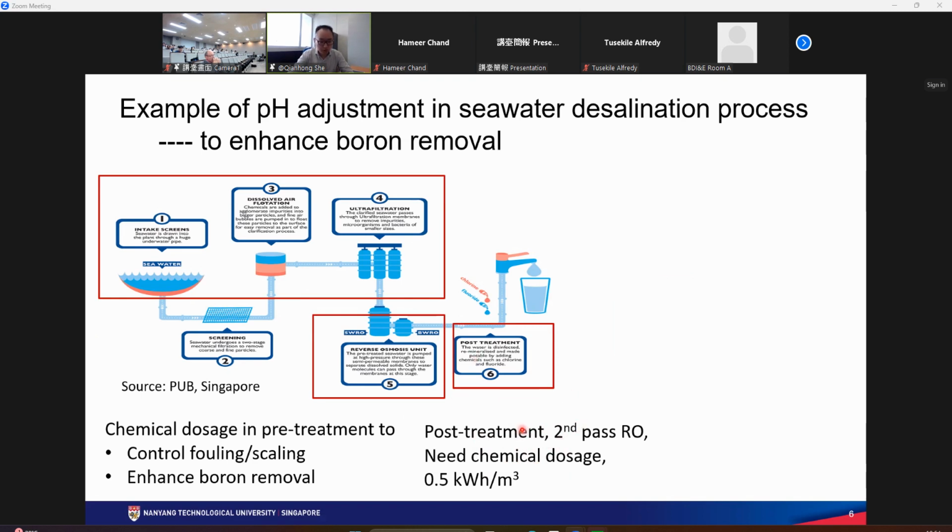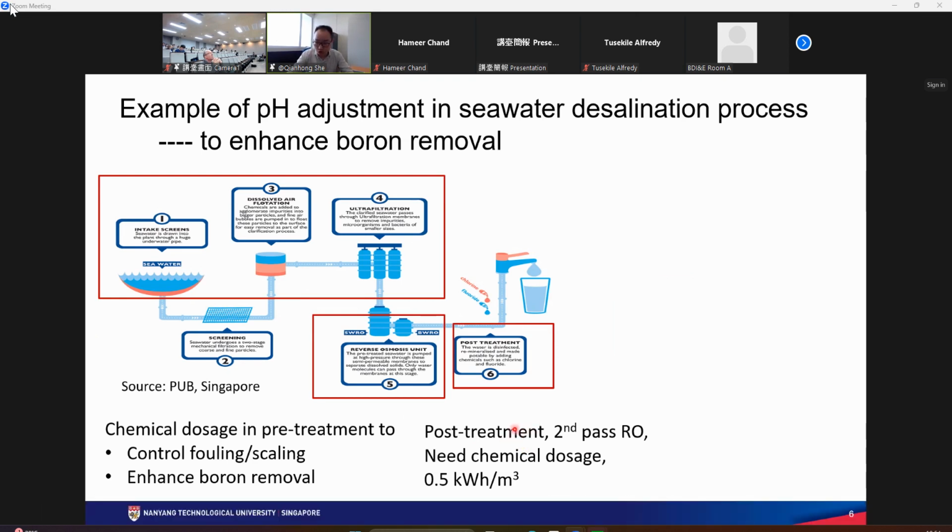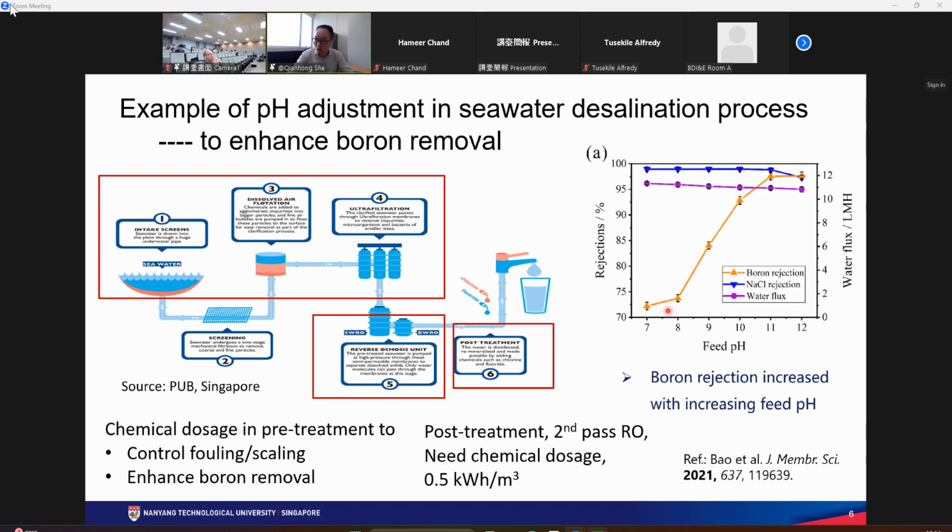And you know, the BWR membrane is relatively loose, although it can remove a certain amount of the boron, it still cannot sufficiently remove the boron. So in most cases, in the seawater desalination plant, we will add alkalis to increase the pH, to enhance the boron removal. For example, if you look at this data, when the pH is low or near neutral, the membrane rejection is only above 70%. If we increase the pH, then the boron rejection can be gradually increased. If the pH is above 10 or 11, the rejection can reach above 90%.